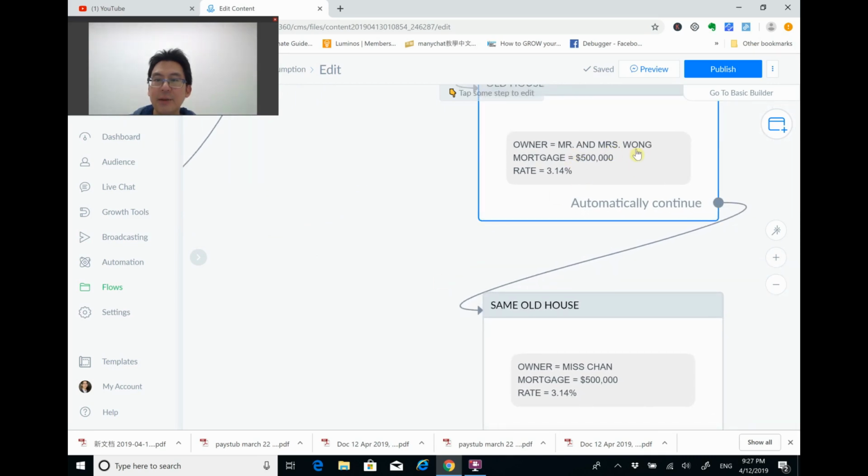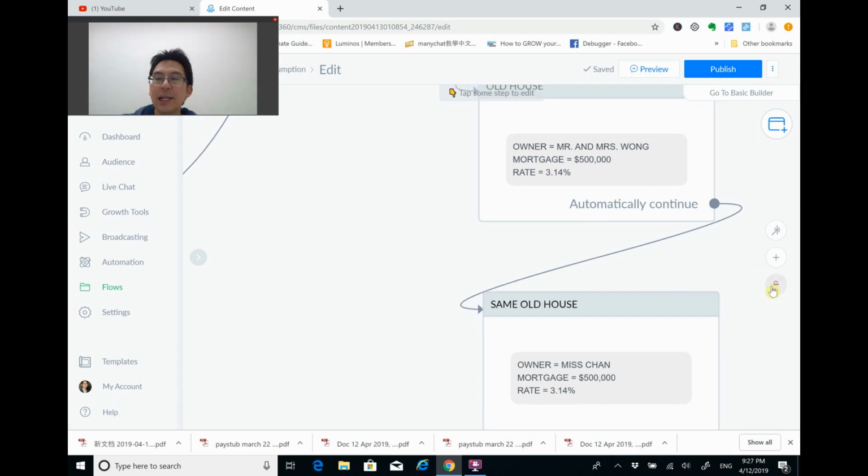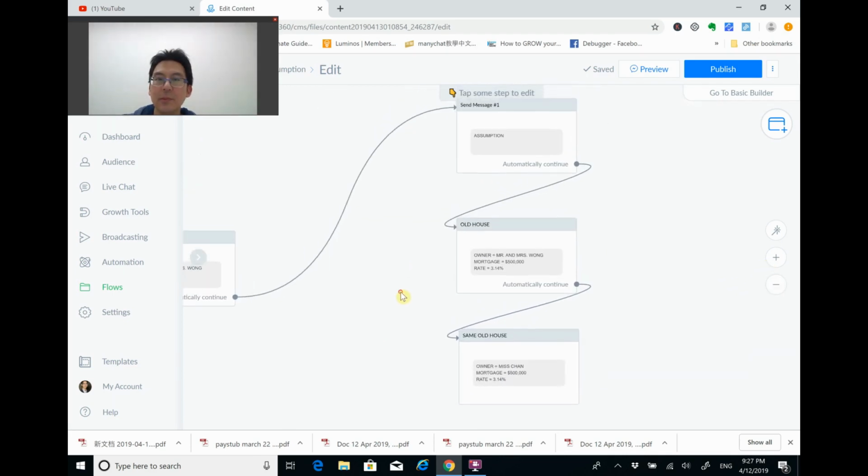This is Mr. and Mrs. Wong, and this is Miss Chen. So assumption means you have a house, someone is taking over your house, and they keep the existing mortgage on the house. There is no old house or new house. There's only one house, but the owner is different. So let me give you one example.